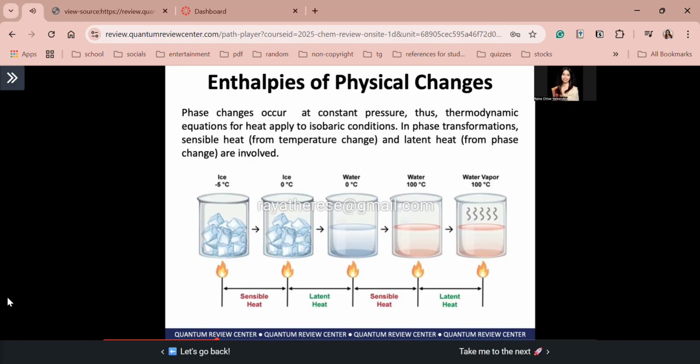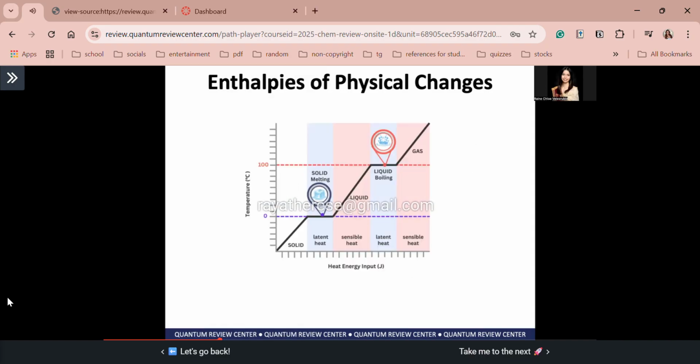First is sensible heat, which comes from temperature change, and latent heat, which comes from phase change. And so here, we see that upon the melting of ice to water and then to water vapor, two types of heat are produced. With that in mind, let's look at the heating curve of water as shown here.